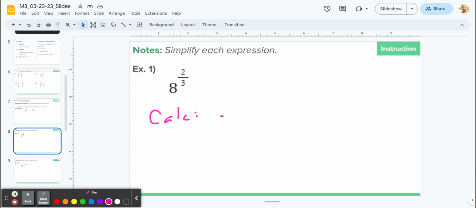8 caret parentheses 2 divided by 3. We get an answer of 4. And it's really important here to hit those parentheses because otherwise we're going to take it to the power of 2 and then the calculator is going to divide by 3 after the fact.